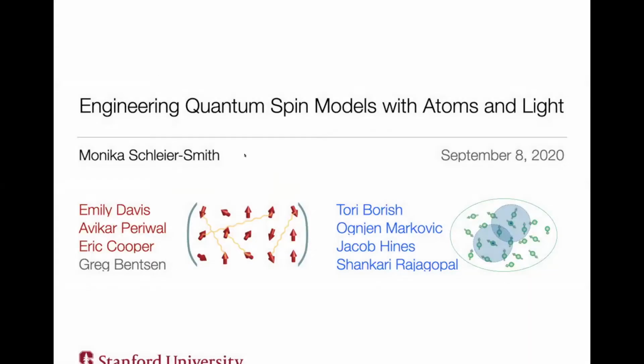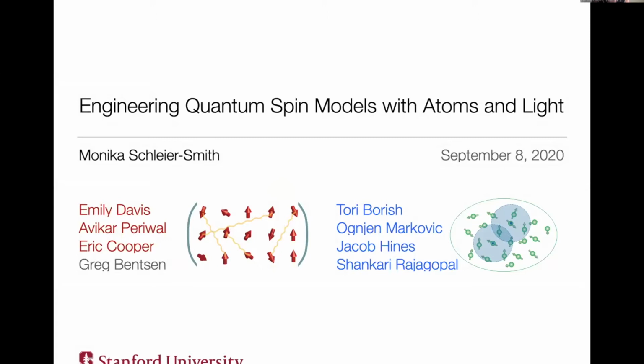Yep, looks good. Fantastic. So you heard two wonderful talks about artificial atoms, and I'll be switching gears to talk about real atoms. The title of my talk is Engineering Quantum Spin Models with Atoms and Light. And I'll be talking about work going on in my group on using light to control the interactions between laser-cooled atoms.